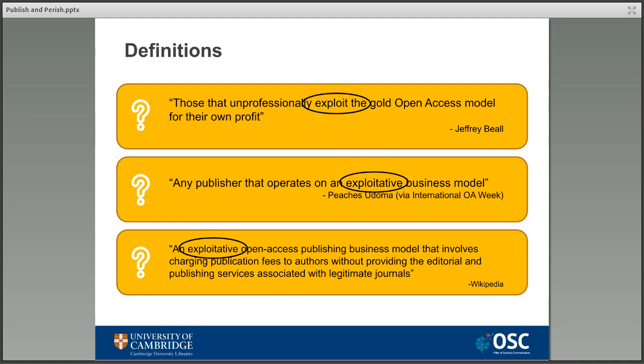One thing all of these definitions have in common is the word exploit, and this is the main perception of predatory publishers, that they're firms who are there to exploit researchers, exploit their misunderstandings, and trick them into publishing their work. As we go through this session, it's important to keep in mind that this is only one perception, and we'll come on to the opposing view later.